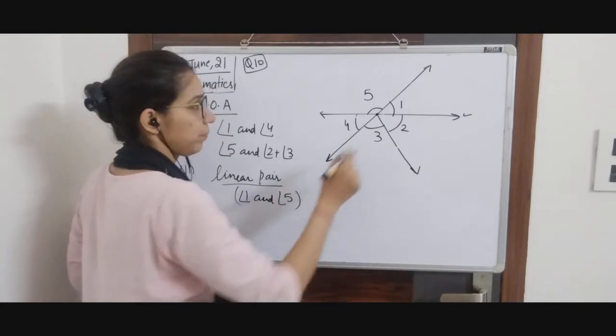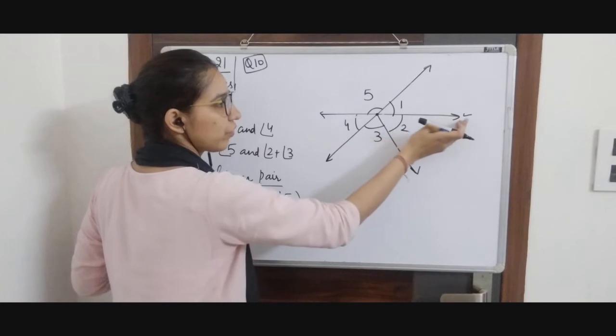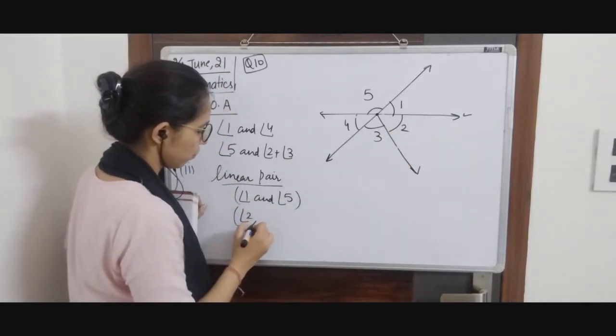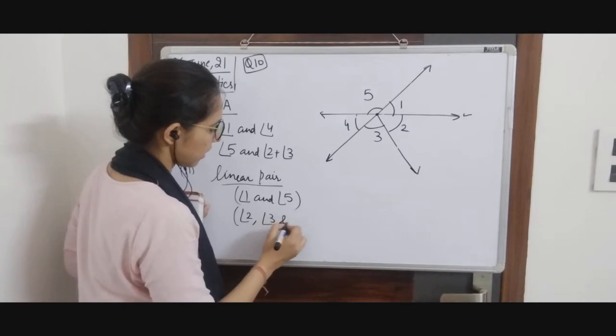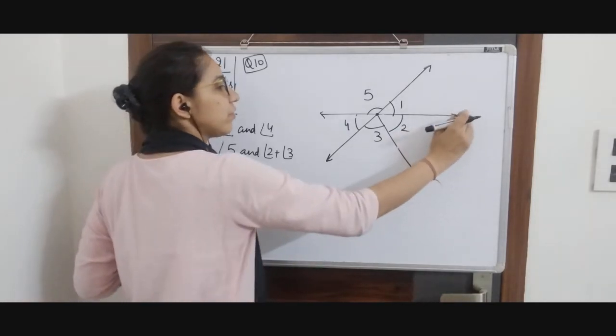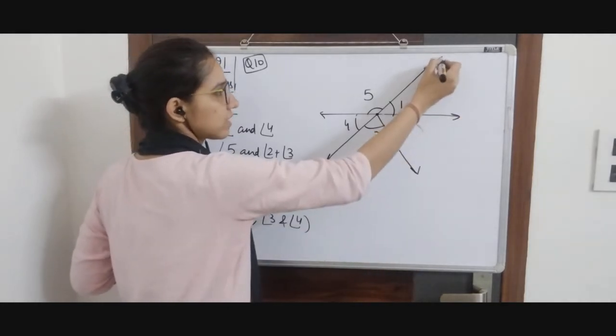Okay, linear pair like this. Then on the opposite side of this line, angle 2, 3 and 4. Angle 2, angle 3 and angle 4. Okay. Now we have considered this line. We are going to take this line.